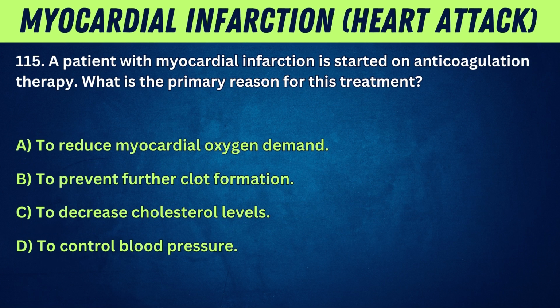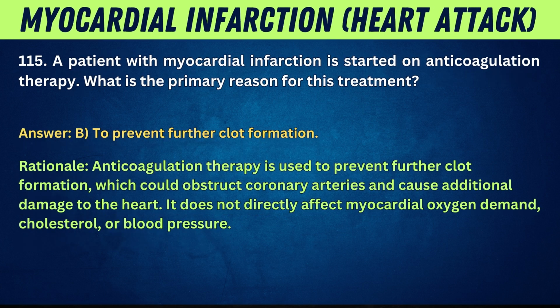115. A patient with myocardial infarction is started on anticoagulation therapy. What is the primary reason for this treatment? A. To reduce myocardial oxygen demand. B. To prevent further clot formation. C. To decrease cholesterol levels. D. To control blood pressure. Answer: B. To prevent further clot formation. Rationale: Anticoagulation therapy is used to prevent further clot formation, which could obstruct coronary arteries and cause additional damage to the heart. It does not directly affect myocardial oxygen demand, cholesterol, or blood pressure.